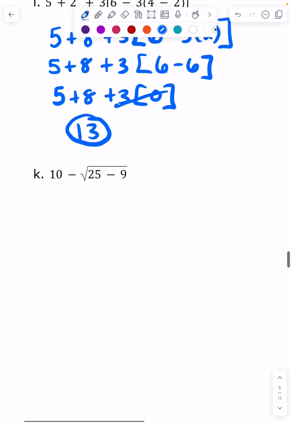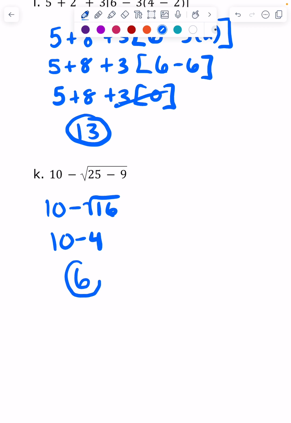Example K, 10 minus the square root of 25 minus 9. 25 minus 9 is 16, so it's 10 minus the square root of 16. The square root of 16 is 4. You have that in your notes above. And 10 minus 4 is 6.